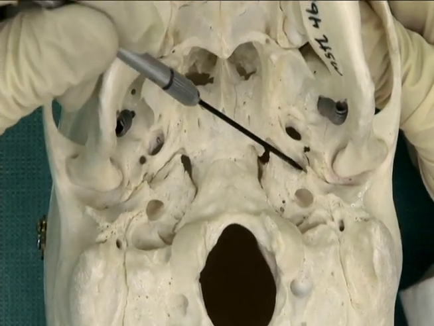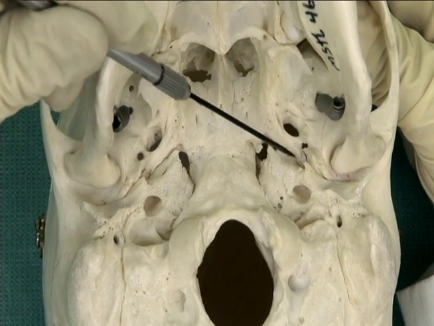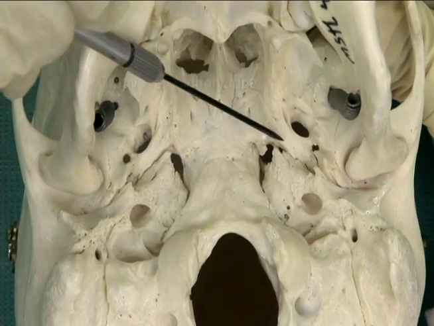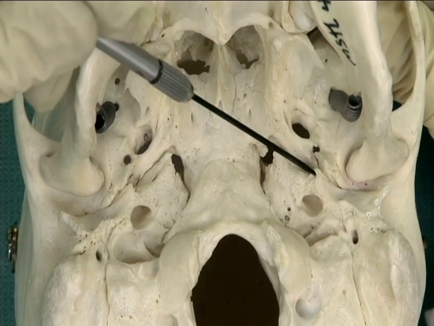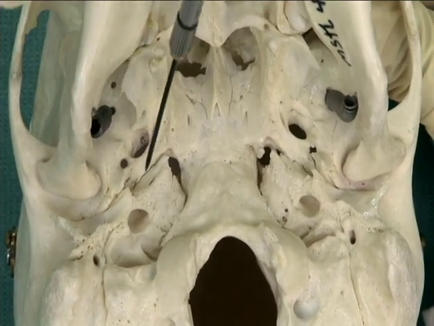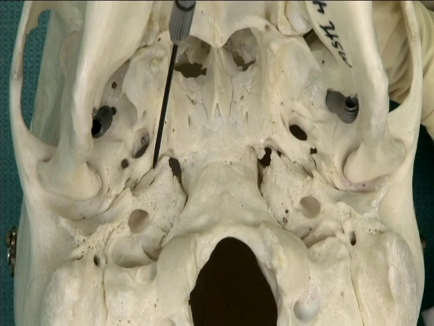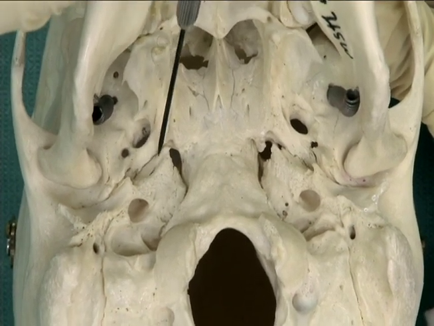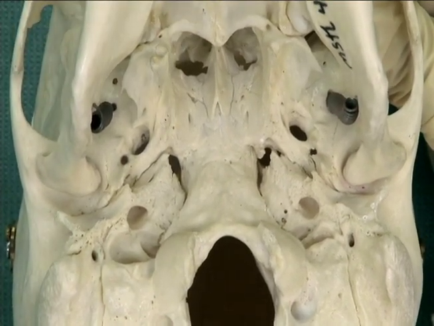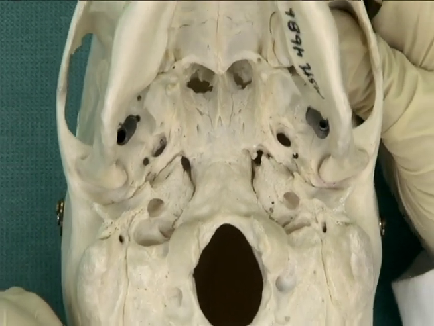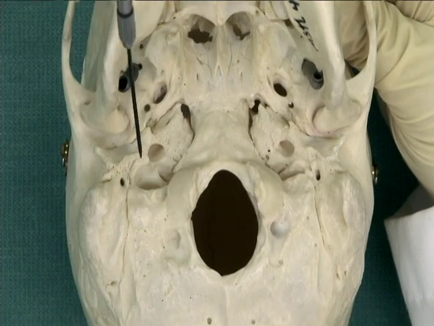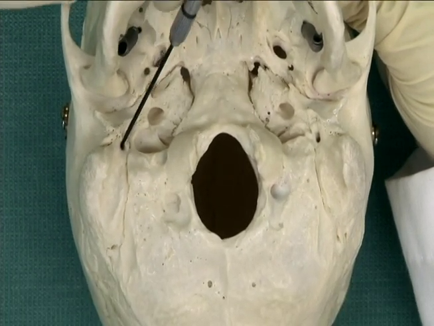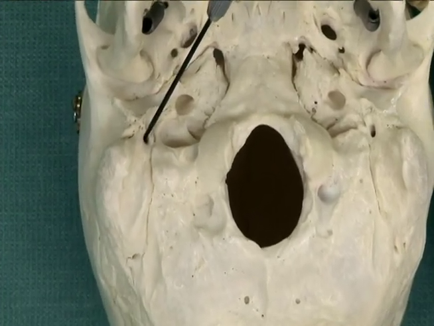Just anterior to the carotid canal, find the groove for the auditory tube, which runs from the nasopharynx to the middle ear cavity. Anterior and medial to the mastoid process, locate the stylomastoid foramen, which transmits the facial nerve.